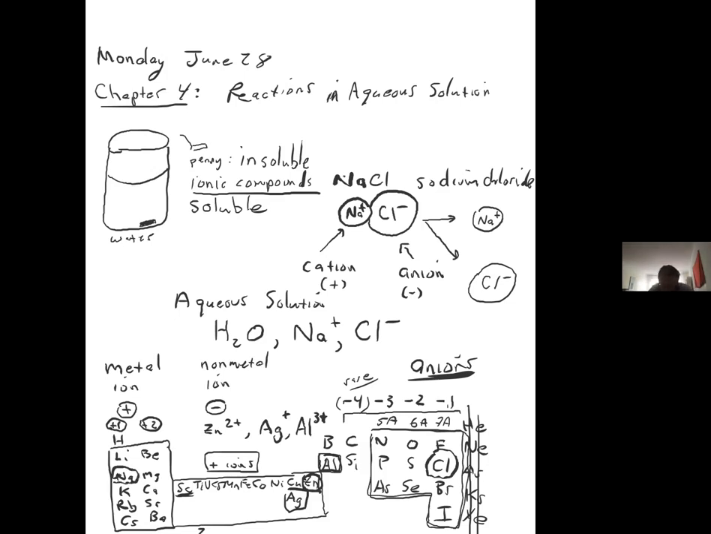So that told me right away. If I said iron, that's a little bit more complicated. Iron is right here, ferrum. It's not obvious what that one's going to be. It turns out it could be +2 or it could be +3.